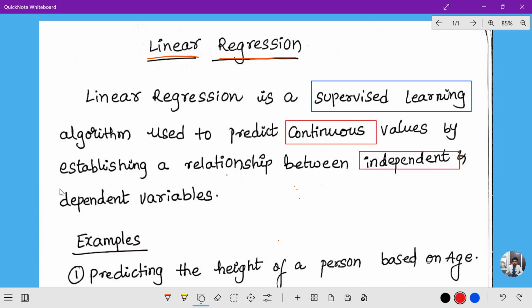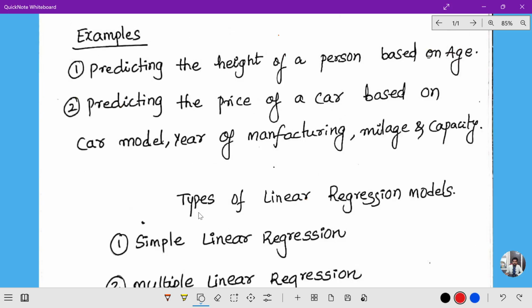So what are the key factors about linear regression? It is a supervised learning algorithm. It is used to predict continuous values by establishing the relationship between independent and dependent variables. Now we'll see the examples of linear regression.